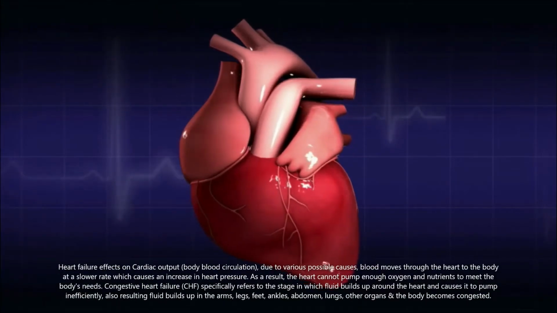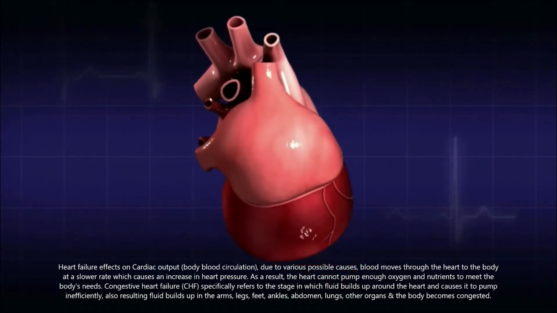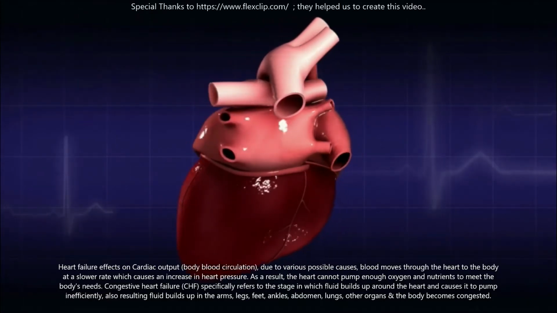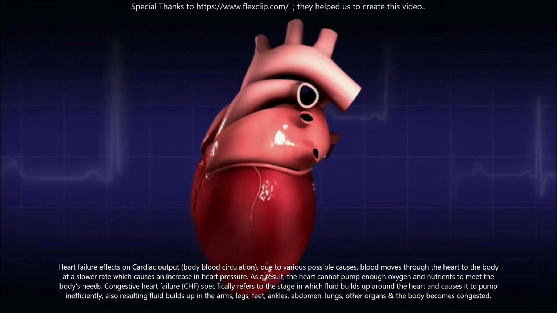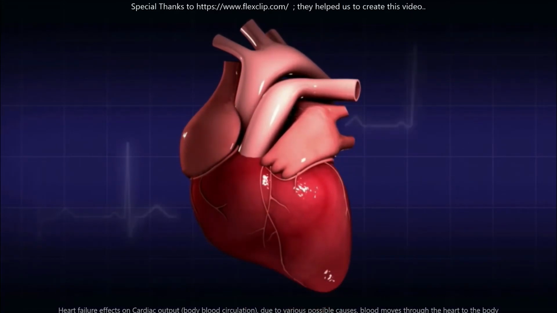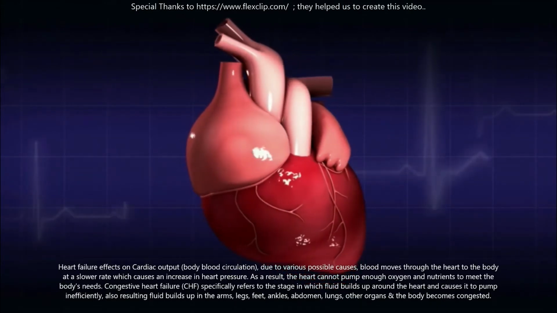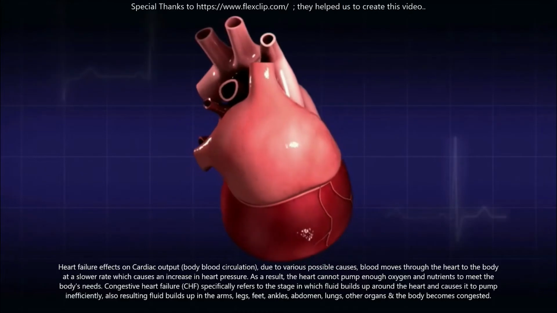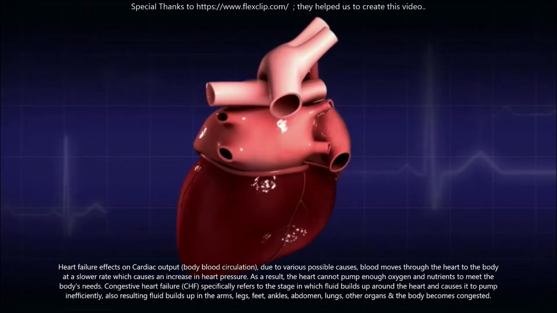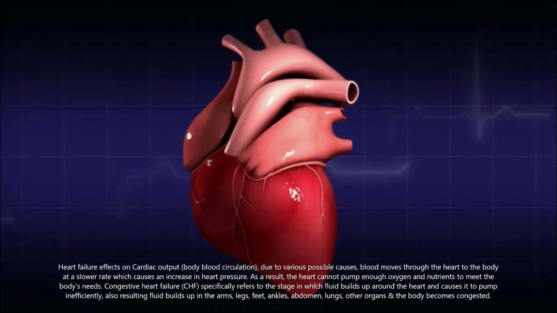Heart failure affects cardiac output and body blood circulation. Due to various possible causes, blood moves through the heart to the body at a slower rate, which causes an increase in heart pressure. As a result, the heart cannot pump enough oxygen and nutrients to meet the body's needs. Congestive heart failure, CHF, specifically refers to the stage in which fluid builds up around the heart and causes it to pump inefficiently. Also, resulting fluid builds up in the arms, legs, feet, ankles, abdomen, lungs, other organs, and the body becomes congested.